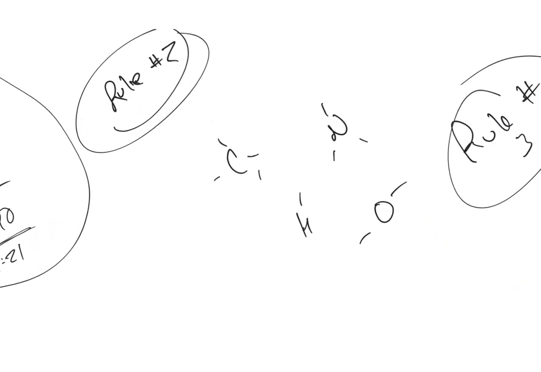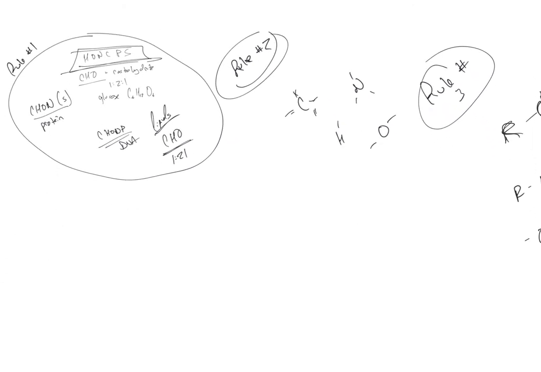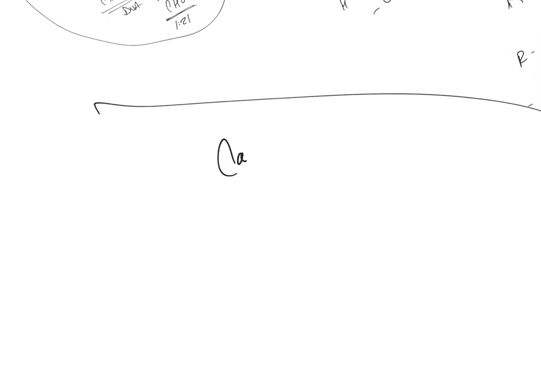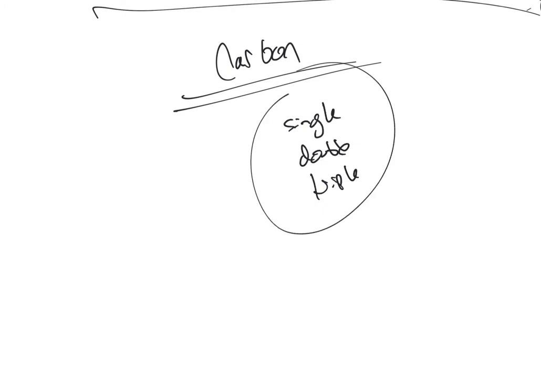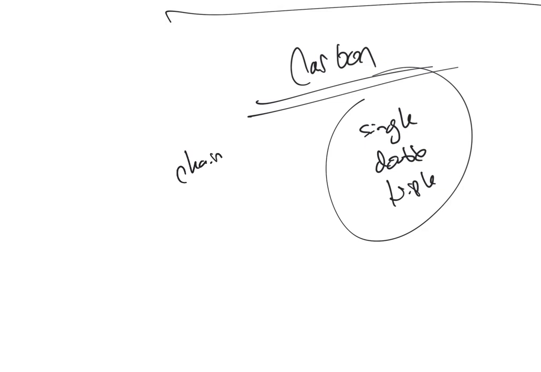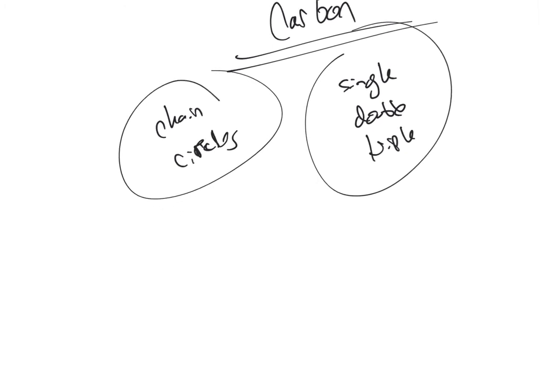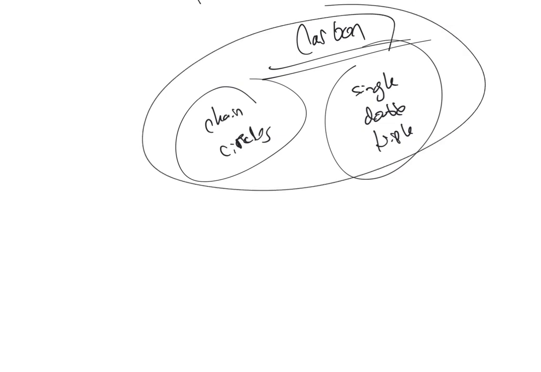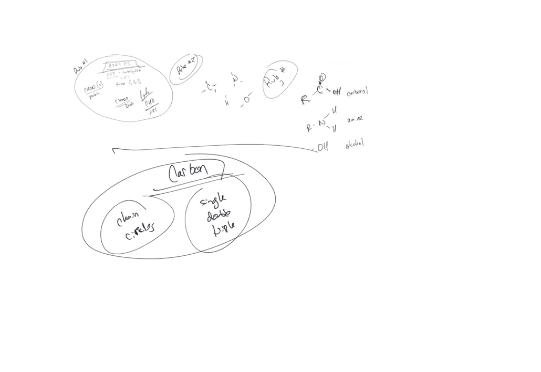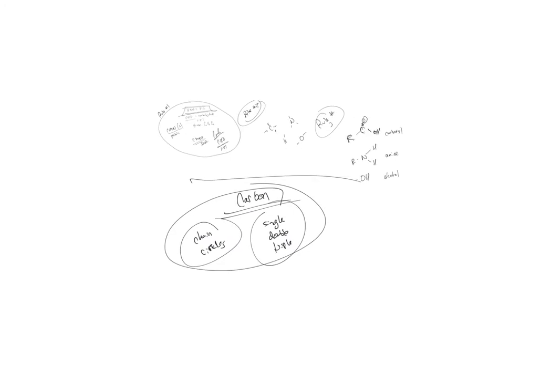Rule number 2: carbon has 4. Okay? Now, carbon is special. Single, double, triple bonds. That's special in rule number 1. Also, carbon can be chains or circles. Chains or circles. So this will be throughout the whole thing. Okay, so we got those rules, right? Done with the rules.